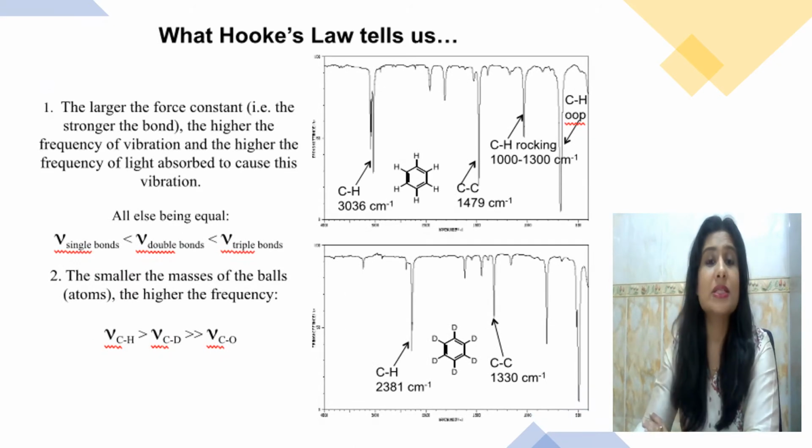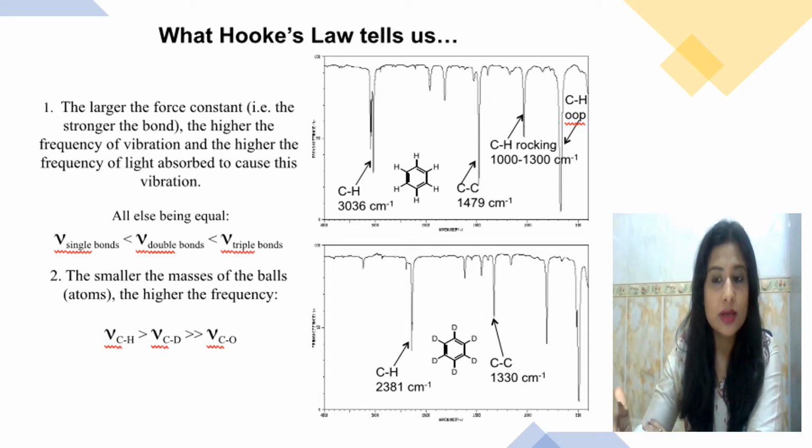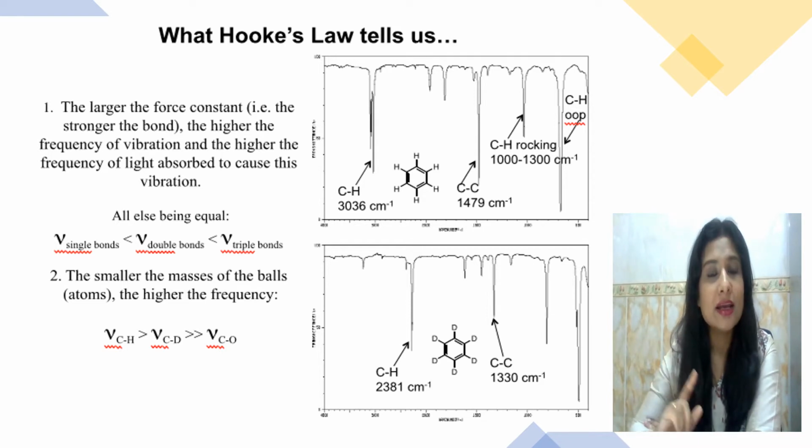Now let us take some examples to understand Hooke's law better. Triple bonds have the highest strength compared to double bonds, and single bonds have the lowest strength compared to double bonds. So the larger the force constant, the higher the frequency of absorption required to stretch that bond. Therefore, triple bonds appear at higher wave numbers and single bonds appear at lowest wave numbers.